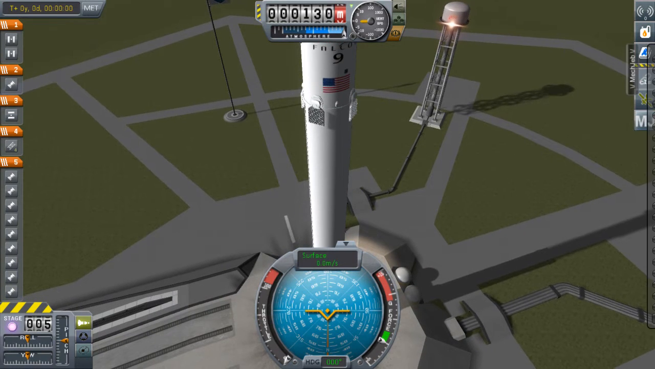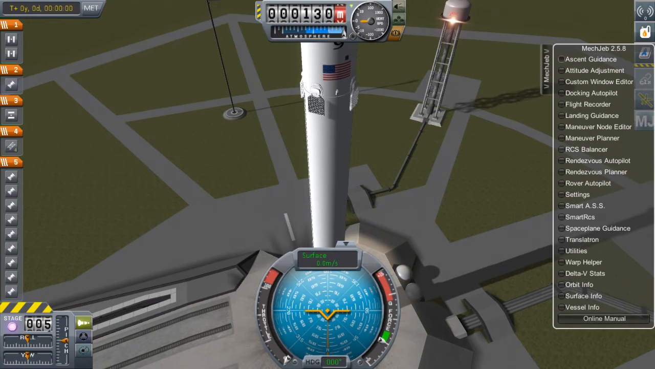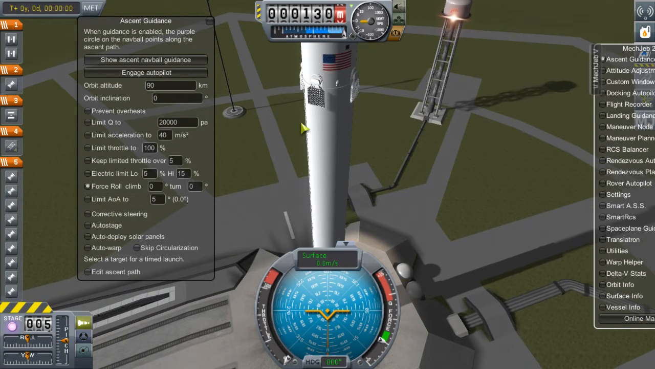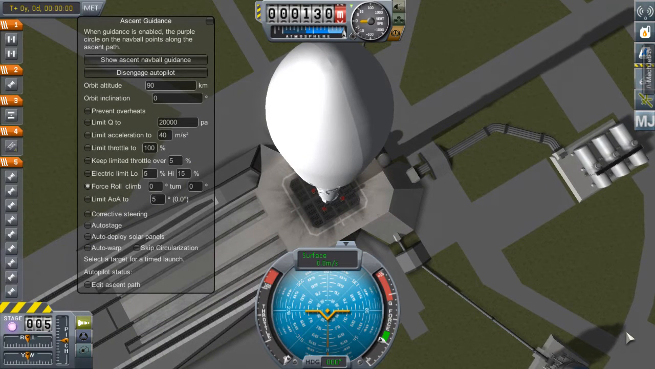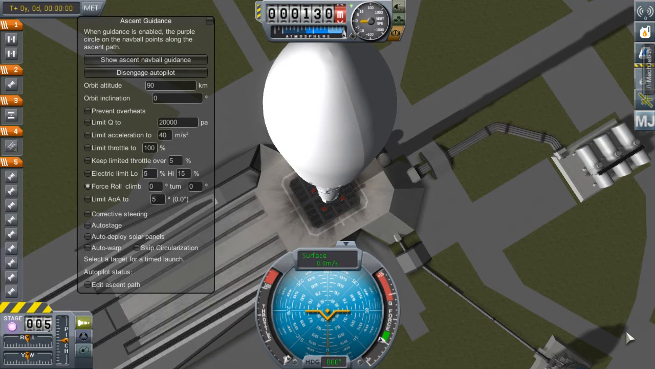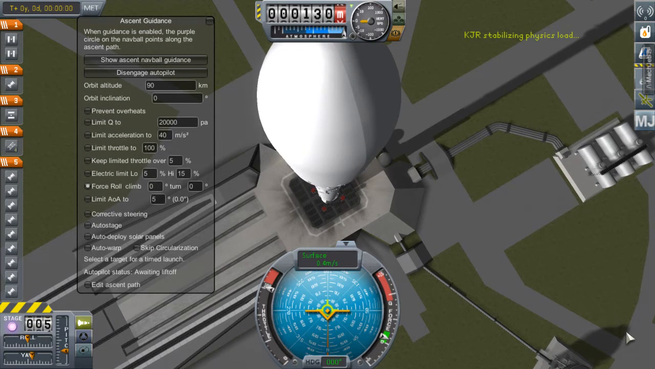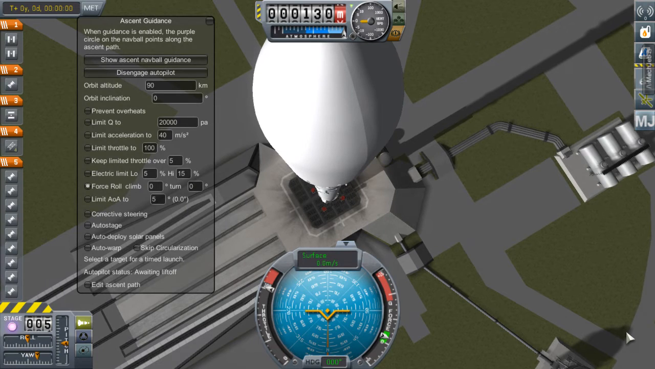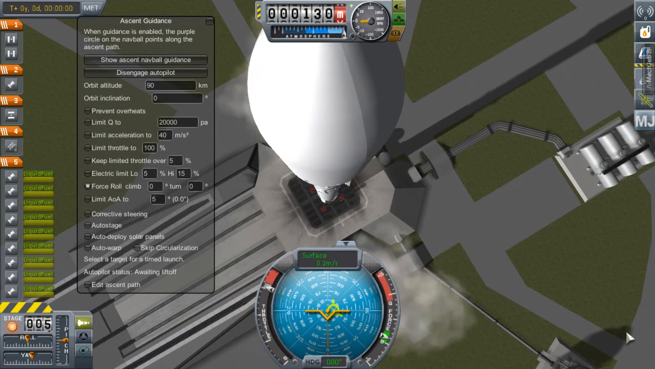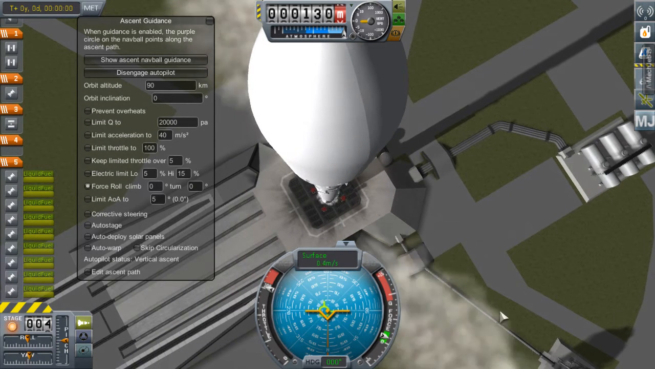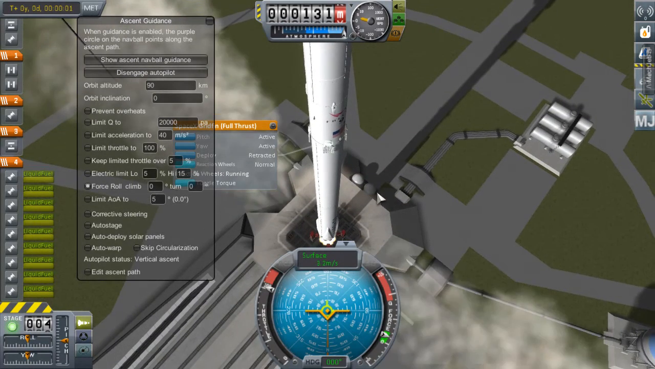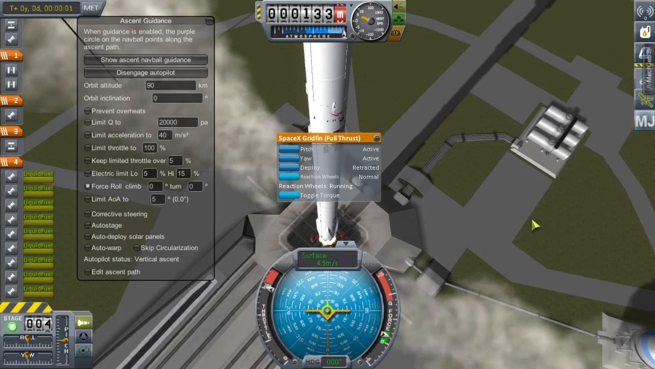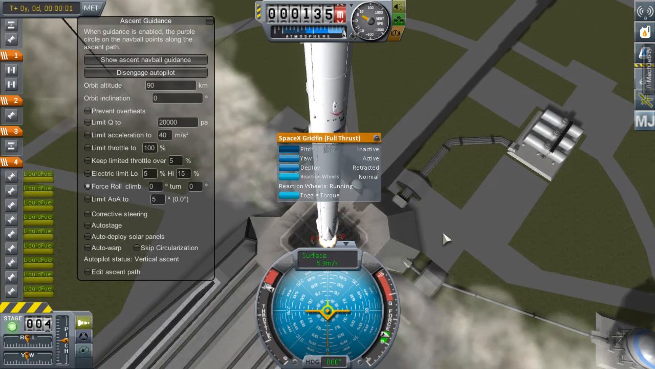Here we go with the actual flight. Two, one. We should have ignition. Ignition. Launch confirmed. Liftoff of the Falcon 9. Falcon 9 is on its way.